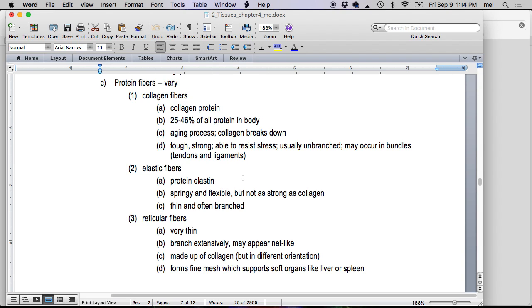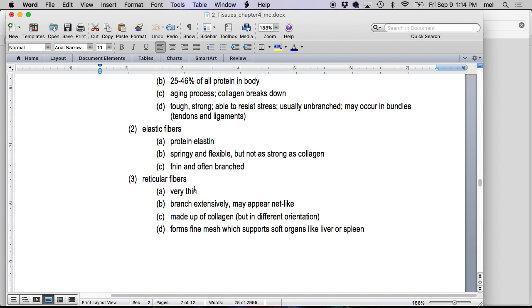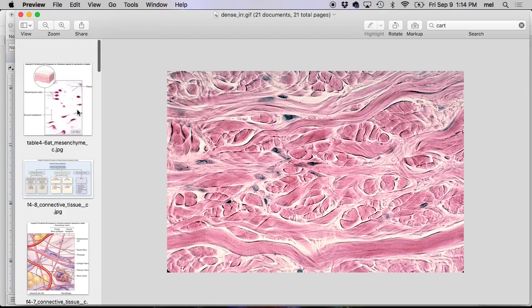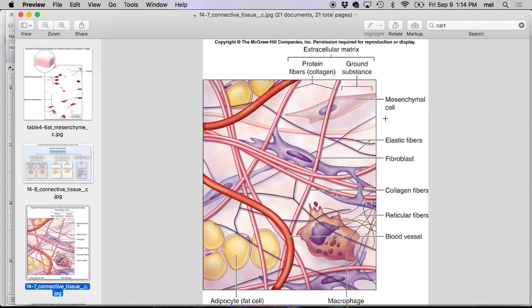So it can occur in bundles, and we're going to run into collagen in most of the connective tissues. Elastic fibers are made of the protein elastin, and if you imagine collagen as a rope fiber, imagine these as one of those little rubber bands that you use on your braces. Teeny tiny, right? And they're super springy and they're flexible. Individually, they're not very strong at all. Here's what they look like.